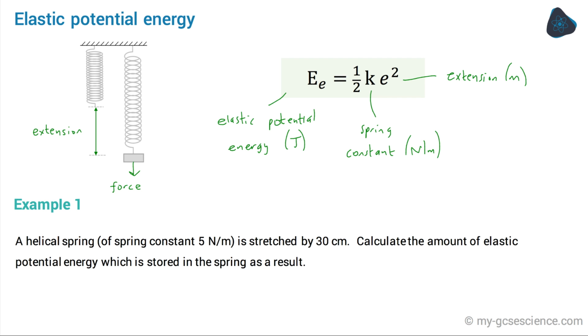Have a look now at this quick example. Starting off as always by highlighting the key information in the question, we see that K equals 5 newtons per meter here and E equals 0.3 meters, so let's get started. Hopefully you'll see that this is a straight substitution question, so using the equation we have EE equals a half KE squared, and subbing in, that gives a half times 5 times 0.3 squared, which gives an answer of 0.225 joules.